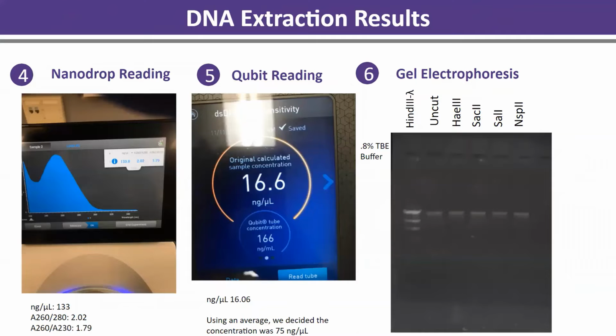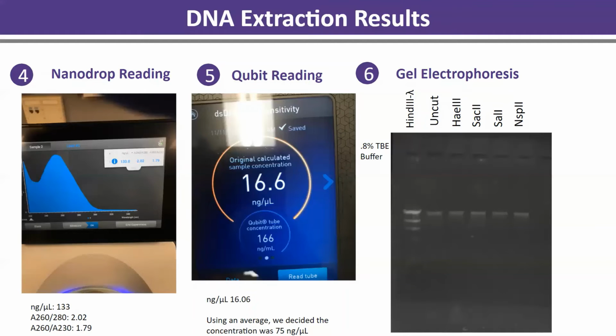So after getting our high volume lysate, we moved on to DNA extraction. After we extracted our DNA, we purified it, and then we put it through the NanoDrop, and we got a concentration of 133 nanograms per microliter. This was considered low, but it was enough to proceed with the rest of the experiment. We also did a Qubit reading and got 16.6 nanograms per microliter. So we took an average, and we decided that our DNA concentration was 75 nanograms per microliter.